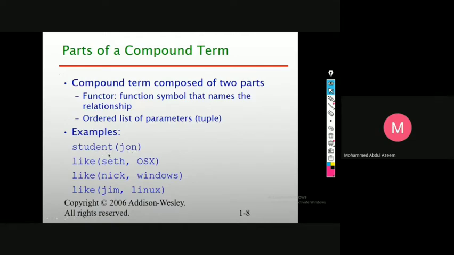How do you pronounce this? By describing a relationship between them: John is a student, right? Similarly, here you can see the functor having a two-tuple value: Seth and OSX. Seth likes OSX, right? Nick likes Windows. Jim likes Linux. Like this, you pronounce them. Fine.